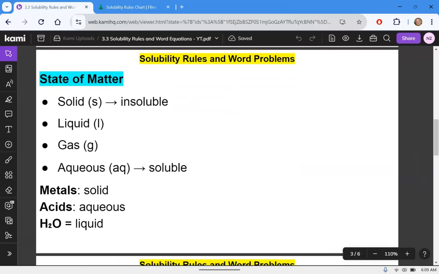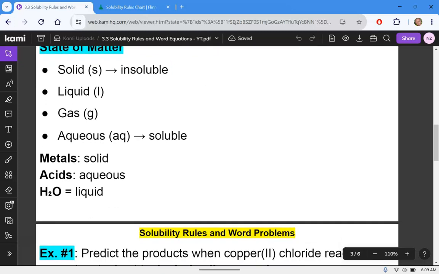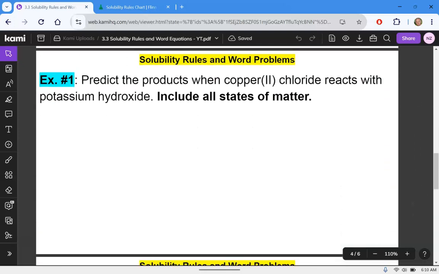All right, when we write out our chemical equations, we're going to include the states of matter. Some of these you may have seen before, like solids, liquids, and gases, probably taught in elementary school, middle school. But aqueous might be a word that you're unfamiliar with, and that means that something is soluble. It's been dissolved in water. A couple rules here. Metals are always in the solid form. Acids are aqueous, meaning they're dissolved in water. And then we have H2O, which is going to be a liquid.